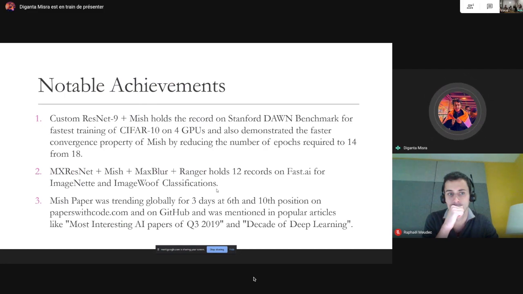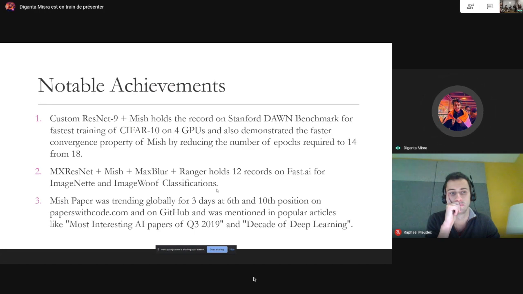Some notable achievements that Mish has received so far: recently on the Stanford DAWNBench, which is the official benchmark that Stanford maintains for different datasets in terms of costs for training a neural network and how fast they train, a ResNet 9 with Mish actually holds the world record on fastest training of CIFAR 10 on 4 GPUs. It also demonstrated the property of Mish, which is that it converges faster. It reduced the number of epochs required to 14 from 18, which was earlier using CELU activation.